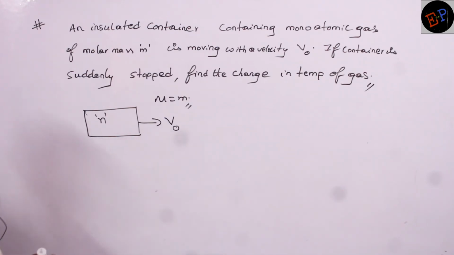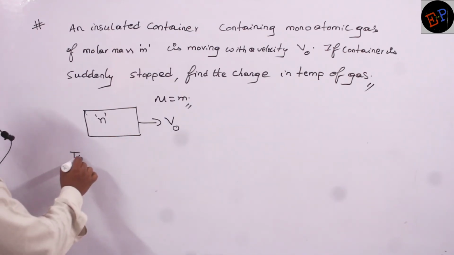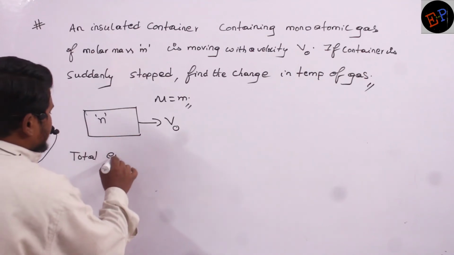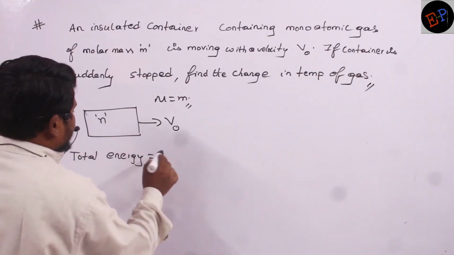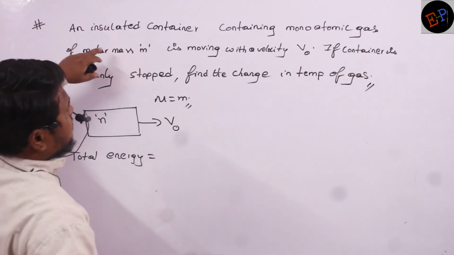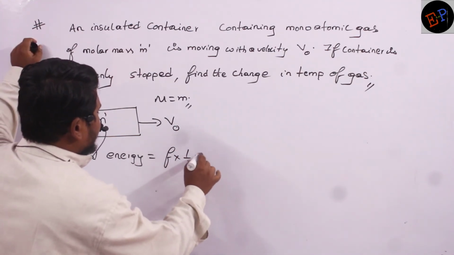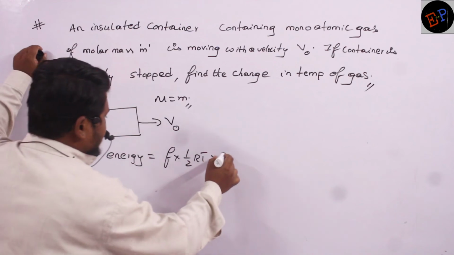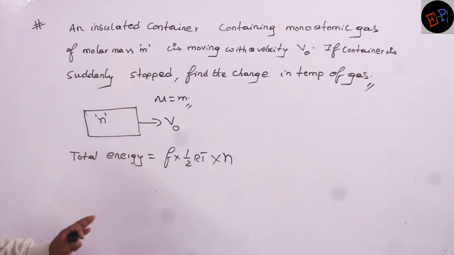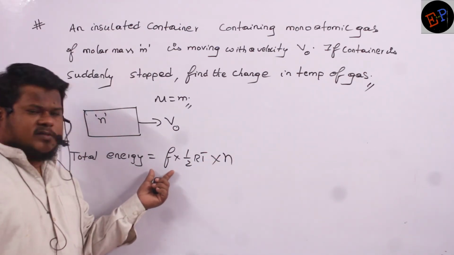So initially, when the container was moving, how much total energy will the gas molecules have? Total energy will be equal to, first of all, what kind of gas is it? Monoatomic gas. So the number of degrees of freedom multiplied by half RT, and if I consider n moles of gas, I have to multiply by n. For monoatomic gas, the F value is 3.